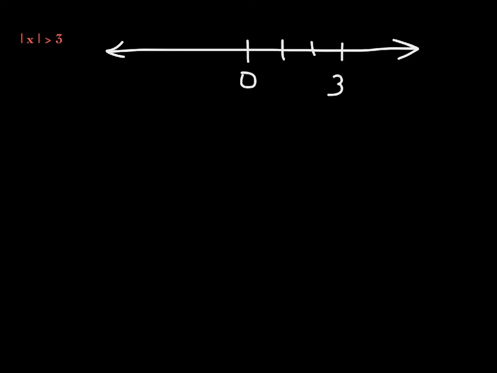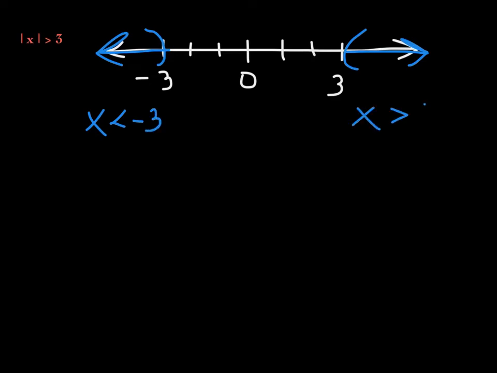Sometimes pictures help us understand, so I'm a fan of drawing you guys these pictures. All of the numbers whose distance from 0 is more than 3 units look like this. Those numbers have absolute value greater than 3. These numbers also have absolute value greater than 3. So this here says all of the numbers that are less than negative 3. This one over here says all of the numbers that are greater than 3.